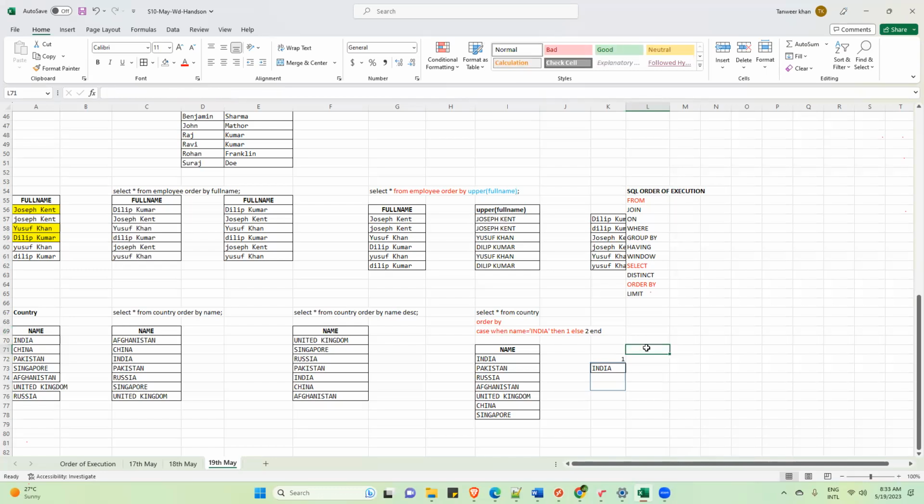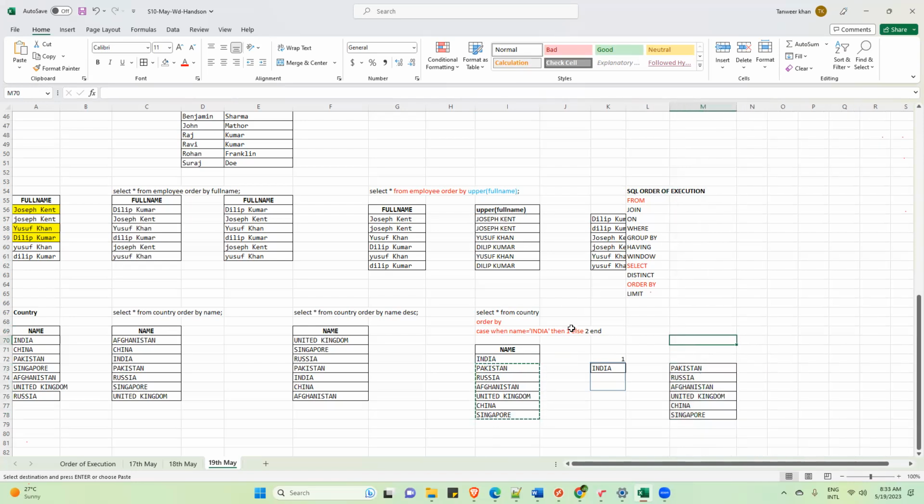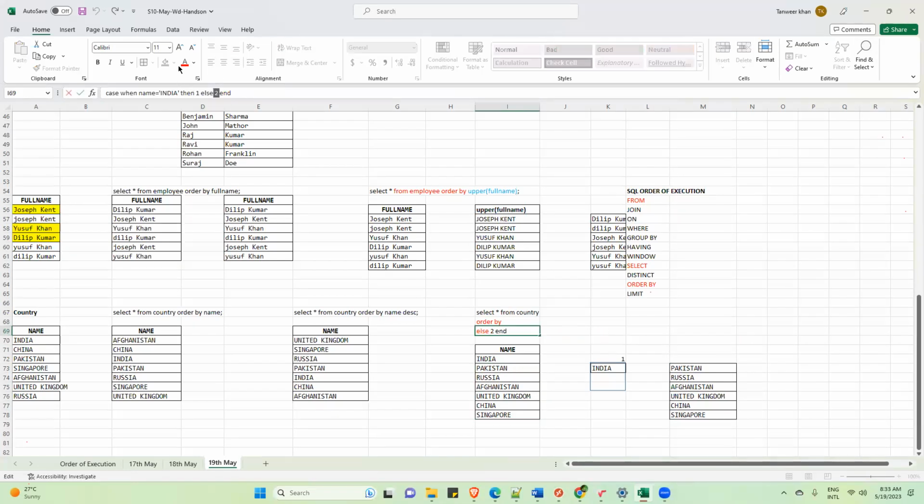Apart from that, the remaining one, right? That is the meaning of else. Apart from India, what all values are there? All these values are there, right? So for the remaining set of values, what I'm telling the SQL engine is ELSE 2. It means please place the remaining set of values in bucket 2.